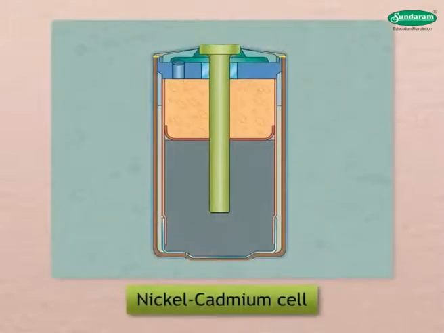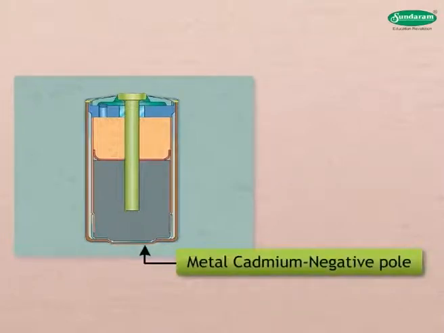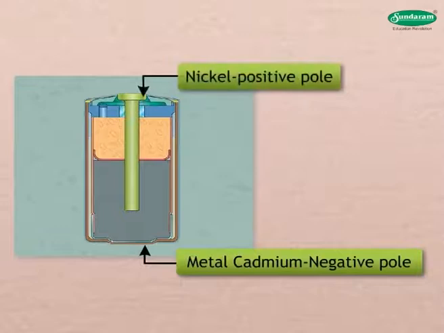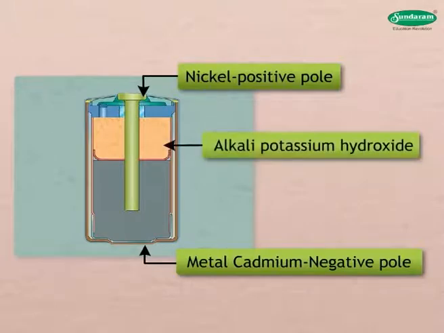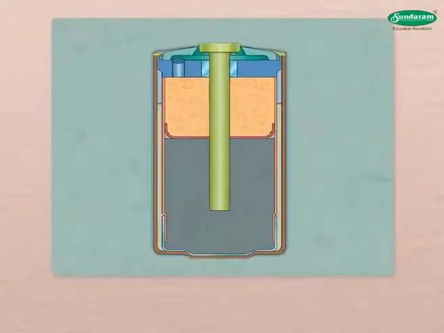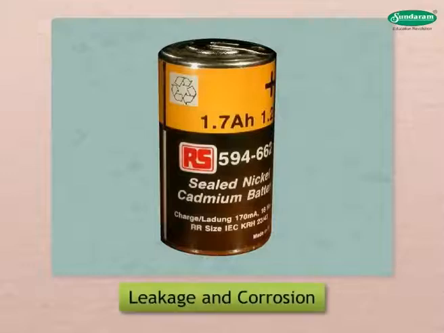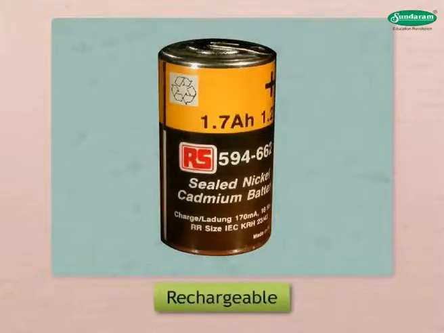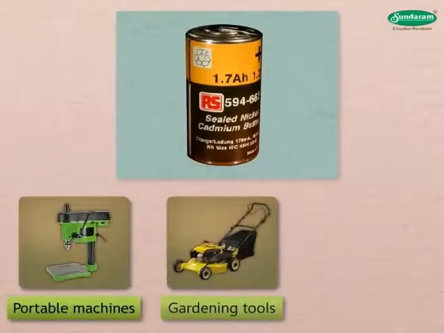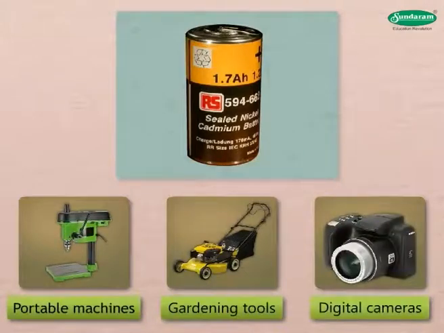Nickel-cadmium cell. Let us now study the nickel-cadmium cell. In this cell, the metal cadmium, Cd, forms the negative pole and nickel, Ni, the positive pole. The space between the poles is filled with the alkali potassium hydroxide. The cell is made airtight to prevent both leakage and corrosion. It is rechargeable and can be used again and again. Hence, it is used in portable machines, garden tools, digital cameras, etc.